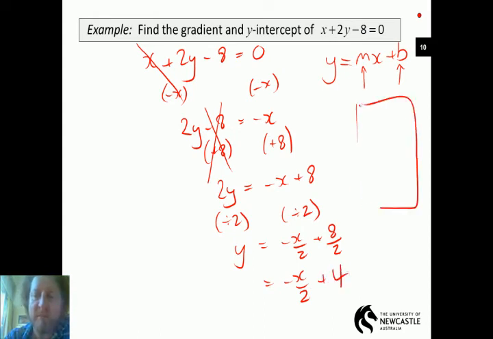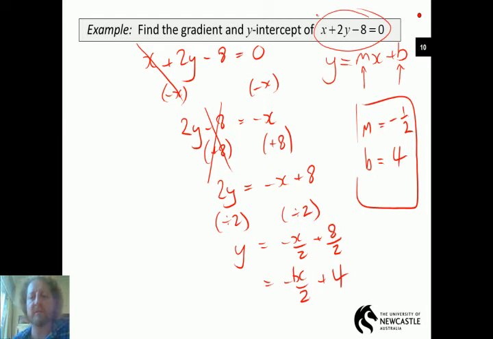So there we go. You can see your gradient is a minus a half, because again I can put a 1 in front of the x and it clearly shows me a minus half is multiplied by the x, and the y-intercept is just a 4. Okay, I couldn't see that in the initial form. I had to go into the y equals form, and then I could.